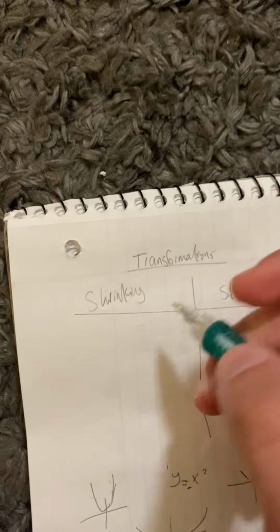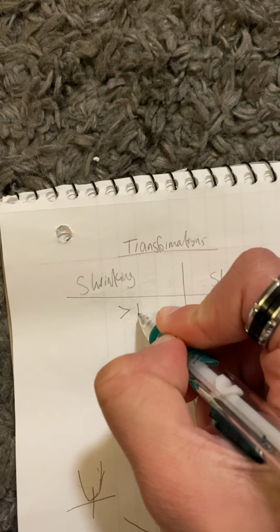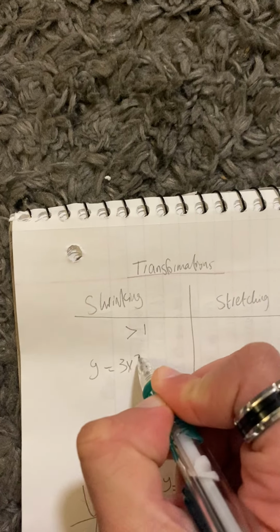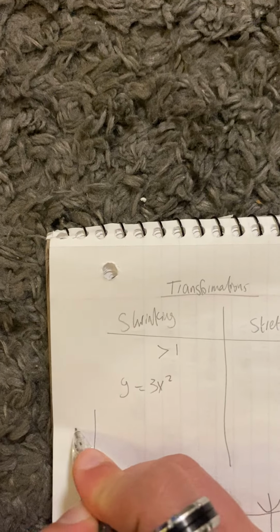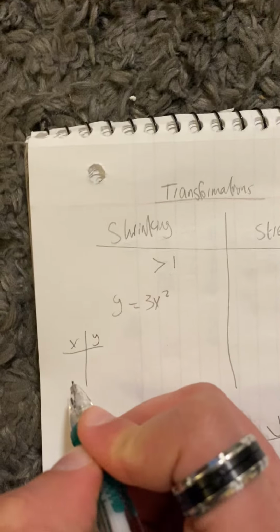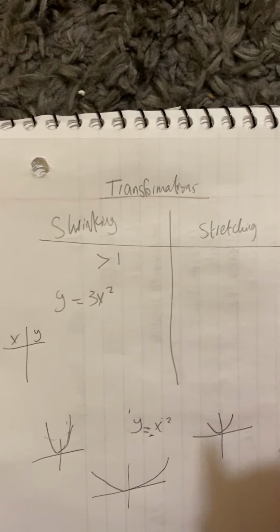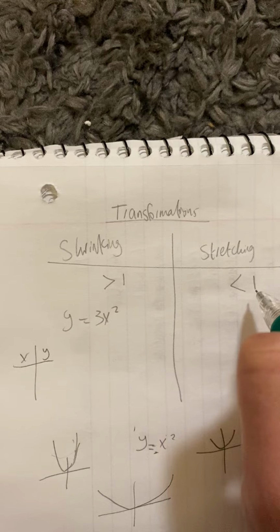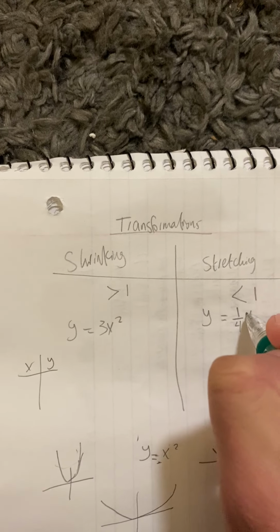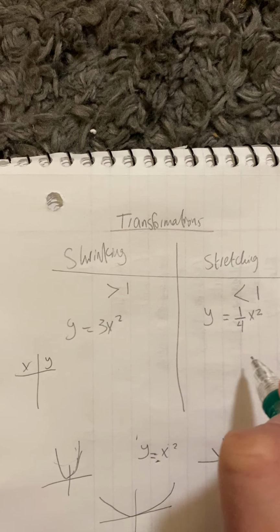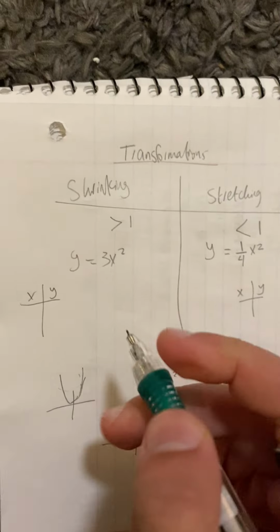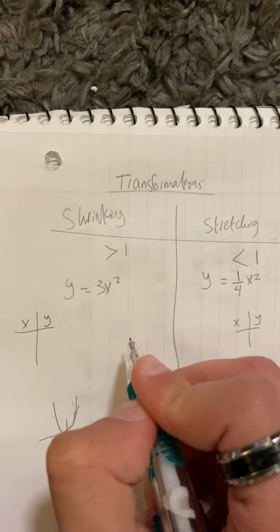So in shrinking, the coefficient has to be greater than 1. For example, y equals 3x squared. Let's have a bunch of points, x, y. Stretching, the coefficient has to be less than 1. For example, y equals 1 over 4 x squared. In this case, let's compare the data points between both cases and the parent graph.